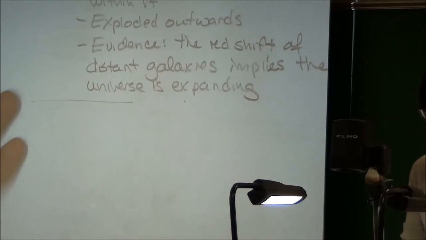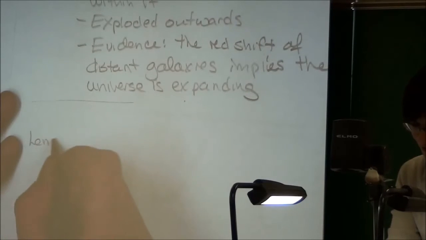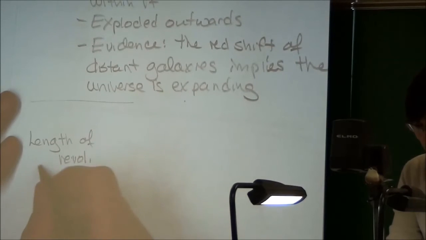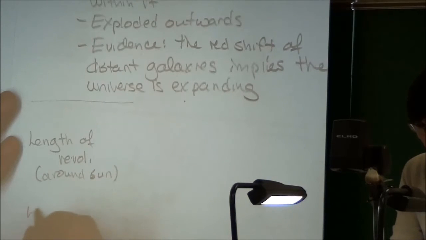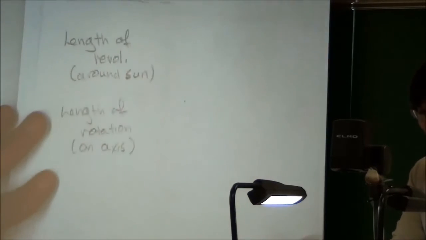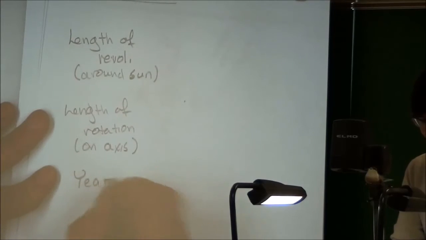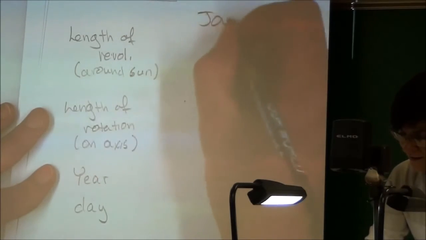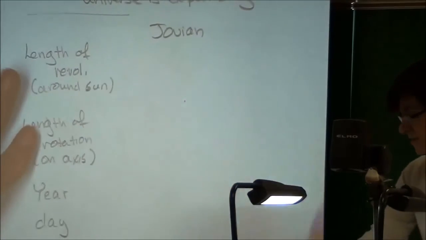Okay, so Jovian versus terrestrial planet. So length of revolution, and that's the trip around the sun. Length of rotation, that's on its axis. So revolution is around the sun, rotation is on its axis, and then the year and the day. Okay? So we have Jovian and terrestrial. So let's quick review.